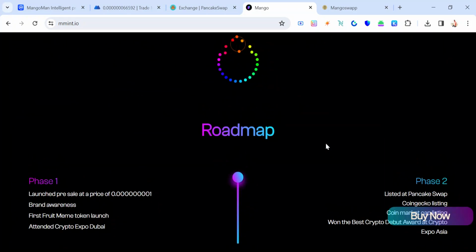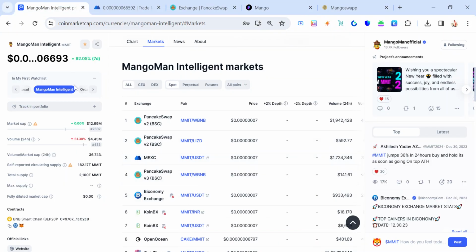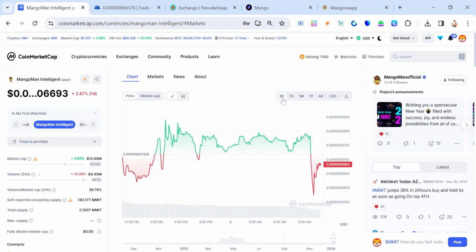And I've seen some people buying this token and making decent returns. I'm not sure, because I haven't invested in this yet, to be honest. But maybe I can put a small amount in this, just to try it out. Because to be honest, at times I love meme coins, and these are the actual tokens that can go 50x, 100x. So taking a small risk here and there is fine for me. And then once again, do your own research. If you still want to go ahead and buy this, you can use either MEX or PancakeSwap. So this is all about MangoMan Intelligent.